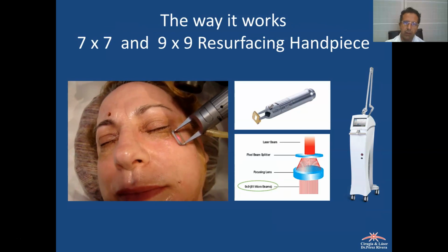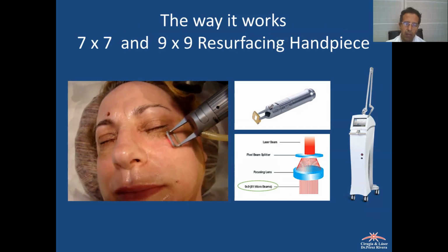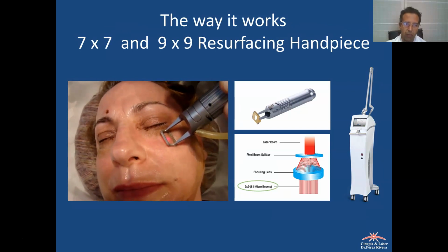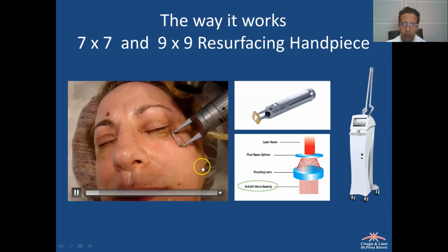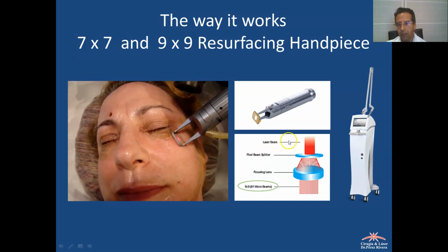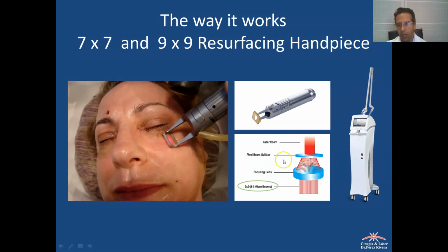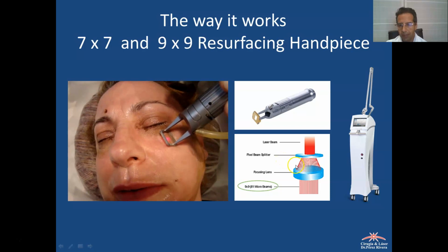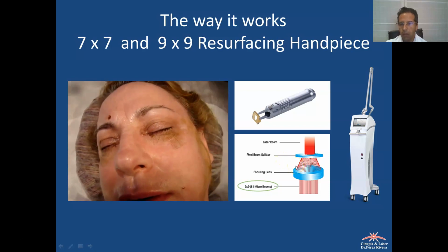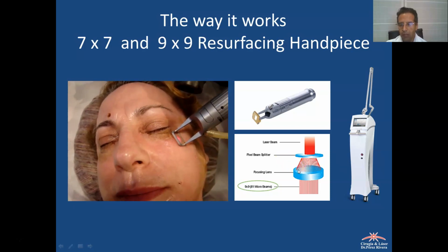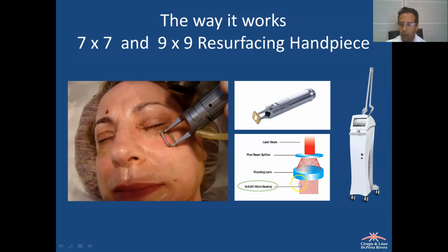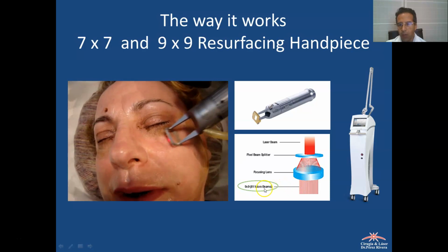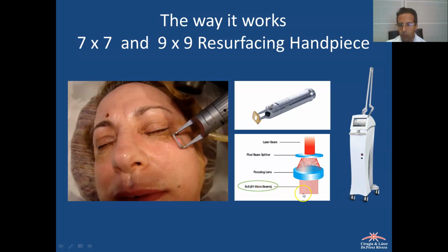Here is the resurfacing handpiece in action on the surface of this patient, and you can see the dots it leaves on the skin. These dots are created by the laser beam going through a pixel beam splitter, and then when it's divided, it goes to the focus lens, which allows it to give 81 microbeams to the surface of the skin.